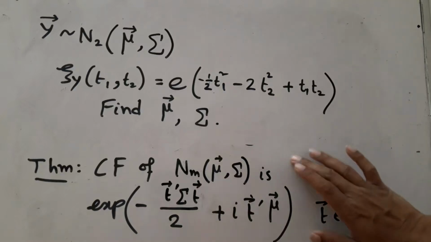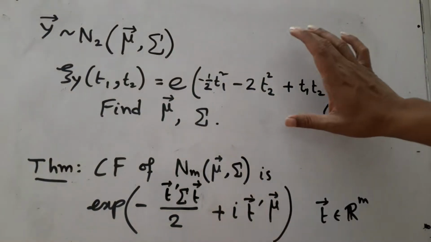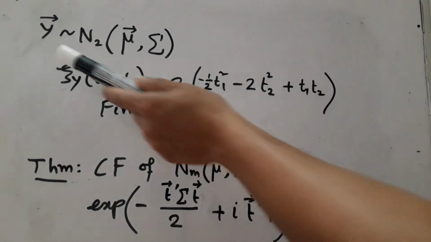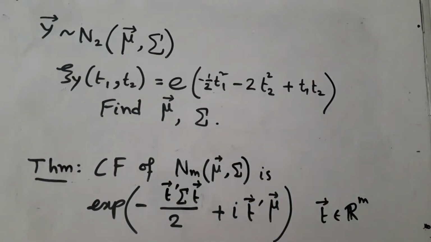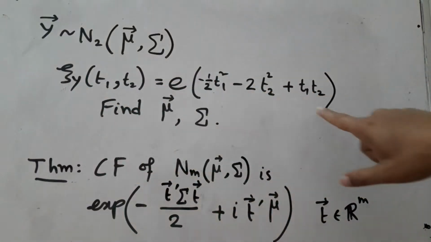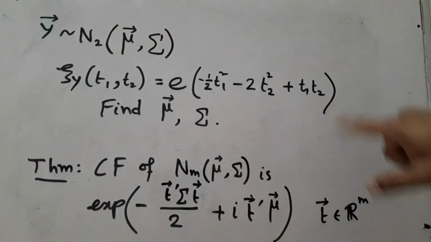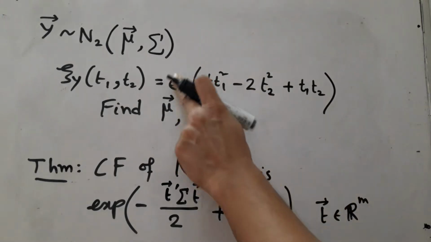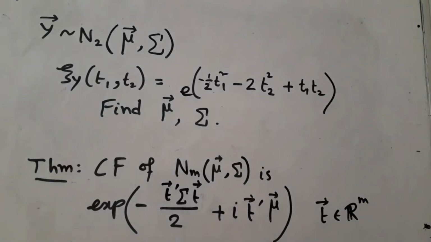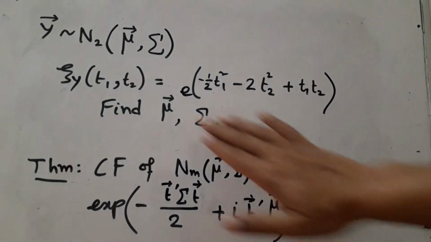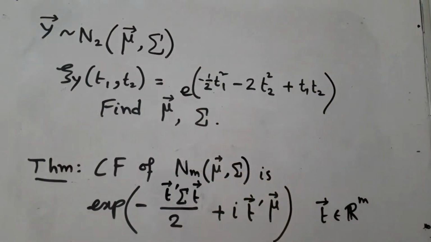With this theorem still fresh in your mind, try to work out this. I tell you that y has a bivariate normal distribution with some mu and sigma. I give you the characteristic function, which is given like this, by which I mean e to the power this. Your job is to find mu and sigma based on this information.